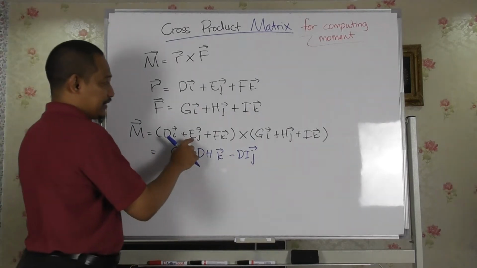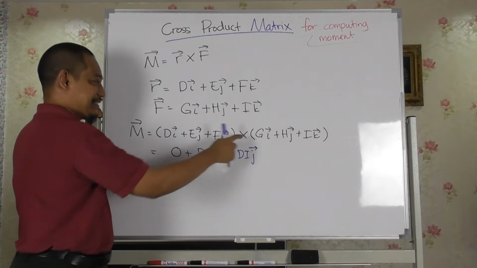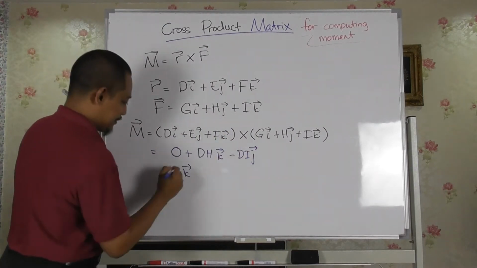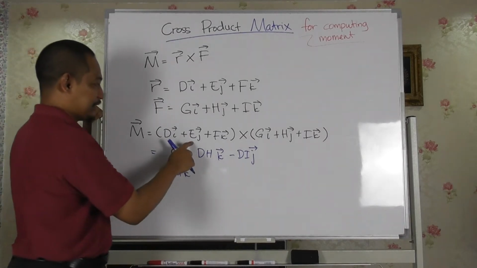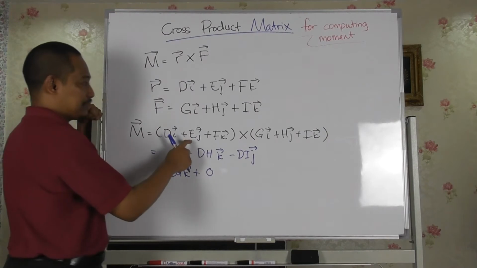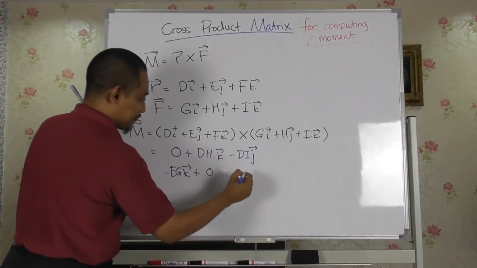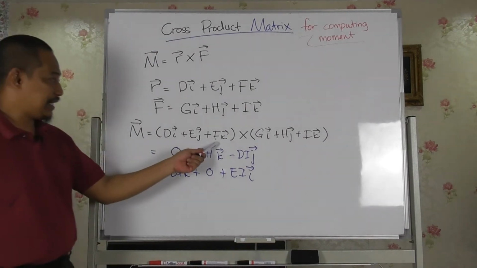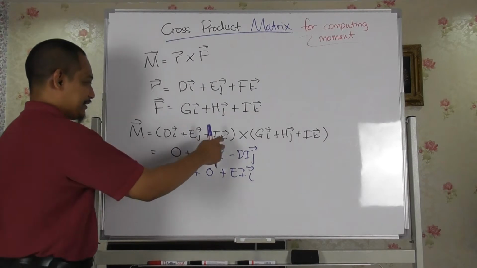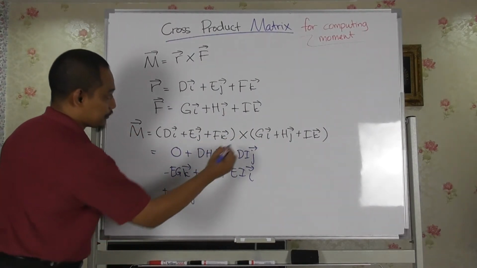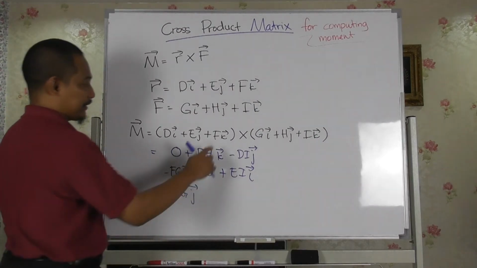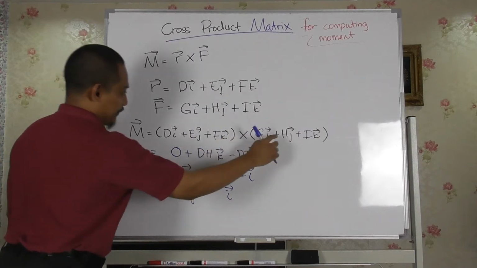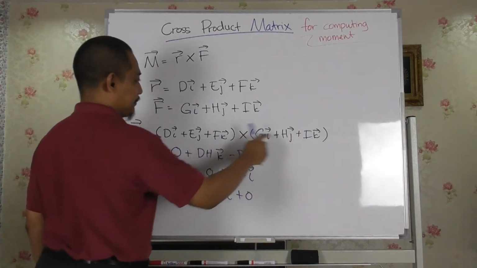Okay, second, e j cross g i, j cross i becomes minus k, and then eg. Then e j cross h j is 0, and e j cross i k, j cross k is plus i, so ei. And then f k cross g i, k cross i becomes positive j, so fg. And then k cross j becomes minus i, so fh, and then plus 0 because k cross k.